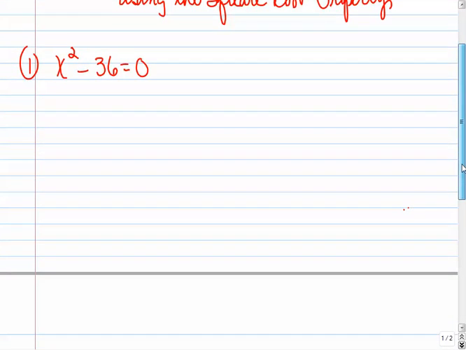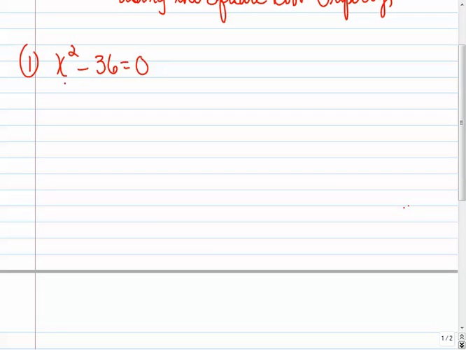Notice that this quadratic equation only has two terms. It has a quadratic term and a constant. It does not have the linear term. So to solve it using the square root property, first thing you want to do is add 36 to both sides. So we have x squared is equal to 36. Now just like the name says, we're going to take the square root of both sides. So that means x equals the square root of 36.